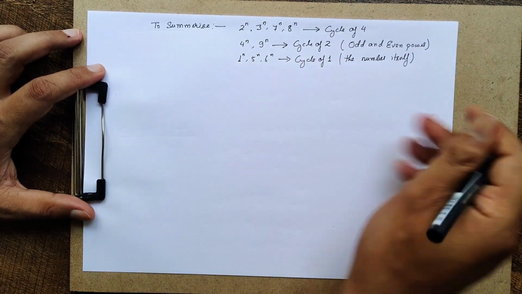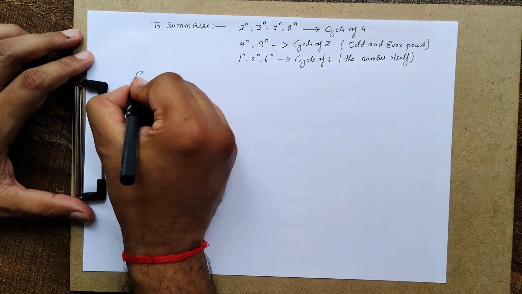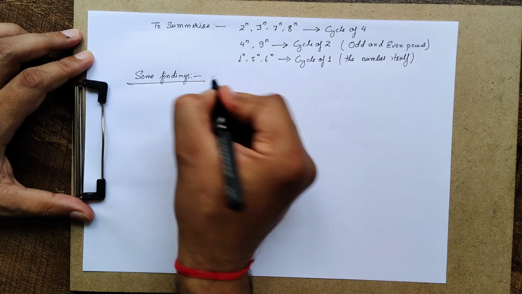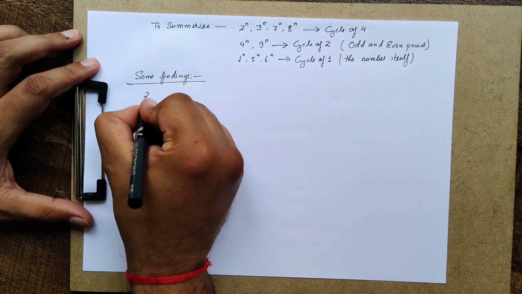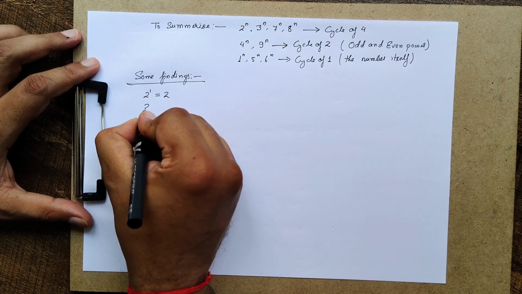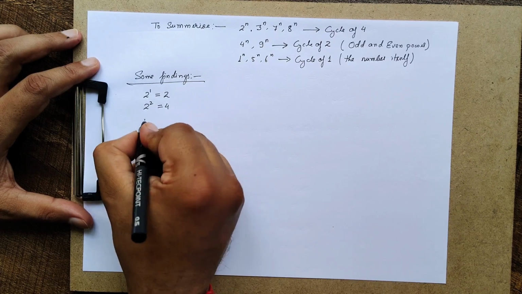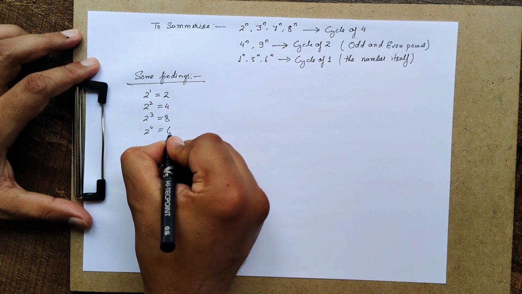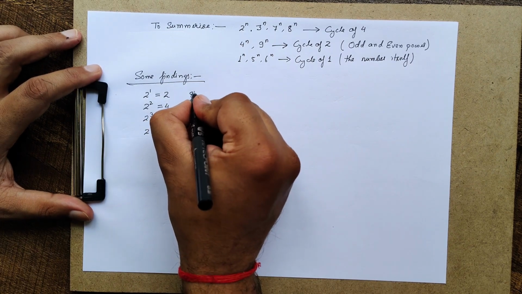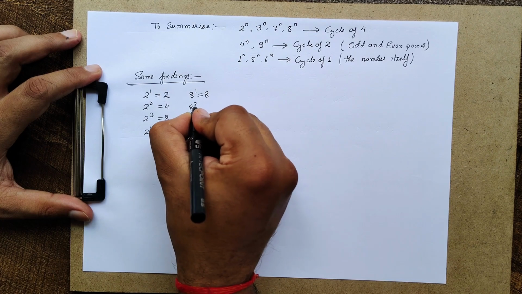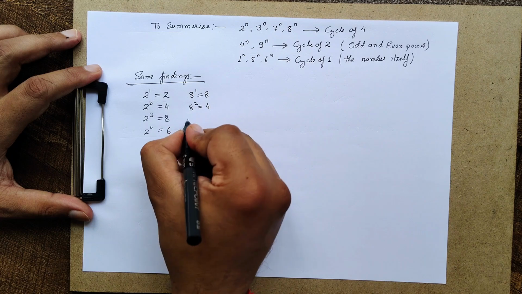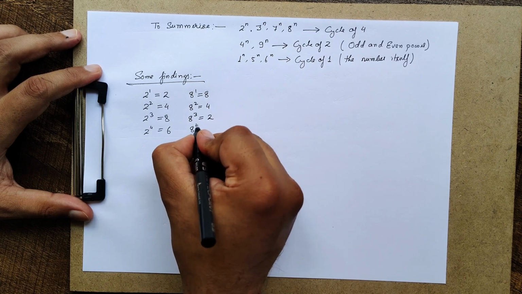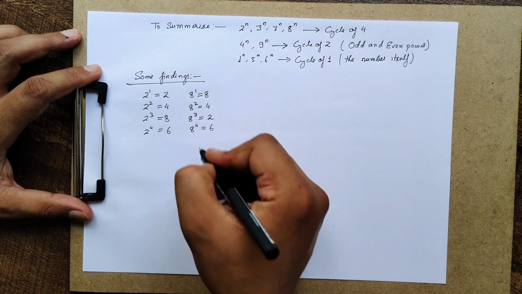Okay. Now let us see some findings. Say for example, 2 to the power 1 was 2, 2 square was 4, 2 to the power 3 was 8, 2 to the power 4 units place was 6, and 8 to power 1 was 8, 8 to power 2 was 4, 8 to power 3 was 2, and 8 to power 4 was 6. These are the cycles basically.